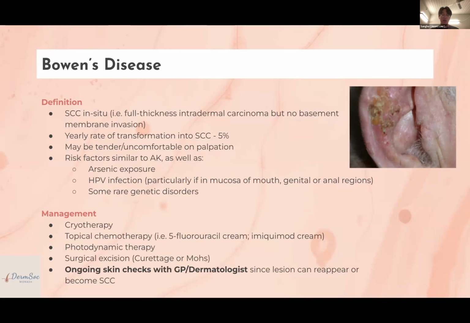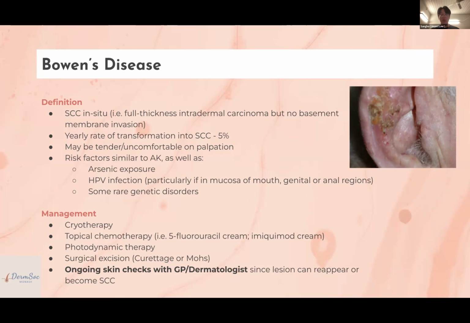Risk factors are quite similar with an addition of a few more. And we obviously want to treat these. So again, freeze them off, use topical chemos. We can use a photodynamic therapy where we use light to treat these conditions. And commonly we want to surgically excise them depending on the size.